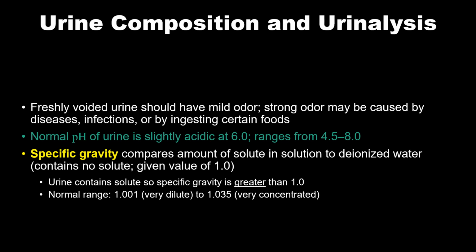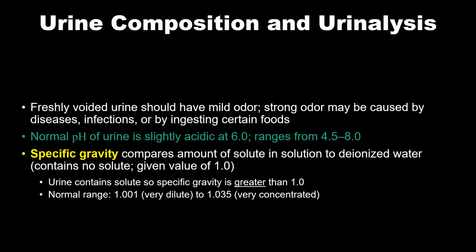Now, the pH of urine is normally around 6.0, slightly acidic, but it has a range from 4.5 to 8. The reason that it's a minimum of 4.5 is that the hydrogen ion transport pumps in the distal tubule cannot pump against a higher hydrogen ion gradient than 4.5.